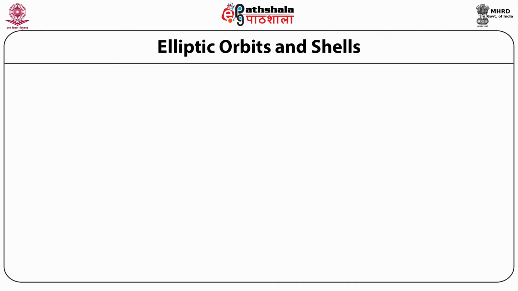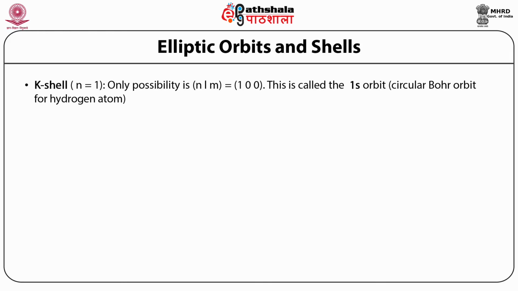Elliptic orbits and shells are very important, as I said, to define the shells on the basis of the quantum number n. So n equal to 1 is the K shell. I think I have told you about it. N equal to 2 is the L shell. The K shell consists only of one s orbit, which is a circular orbit for Bohr's hydrogen atom. So if you talk about the quantum numbers n, l, m, n is 1, then l can only be 0 and m also has to be 0. That's for the K shell, so it can accommodate 2 electrons.